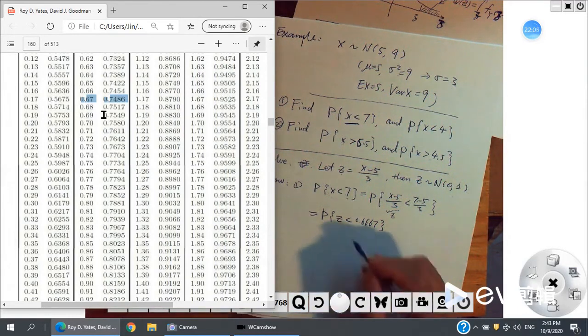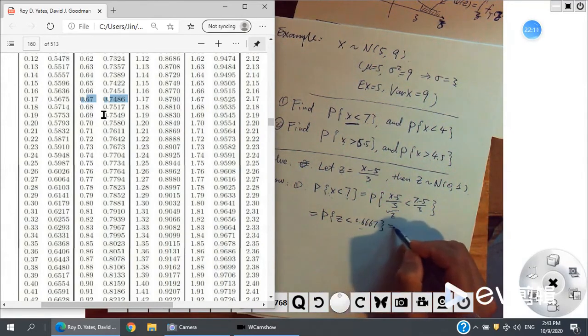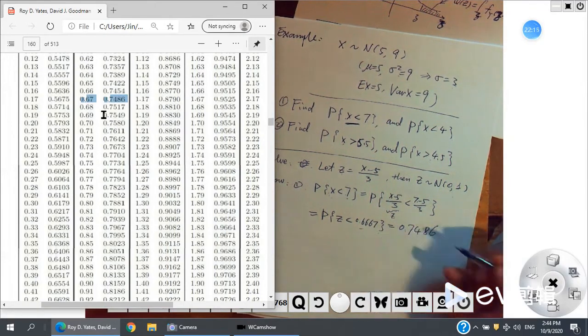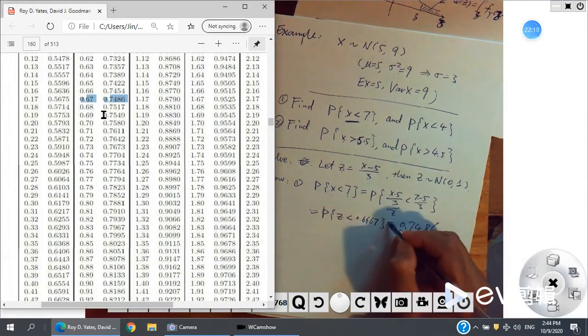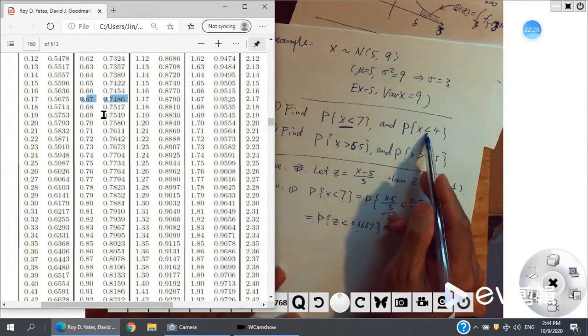Then you have 0.67. This is the Z value. Then take it from the table. You know this is 0.7486. Okay, you get this one. You can put the approximate, right? Not exactly the same. Approximate. So you have the probability like this. And we have another similar thing, right?